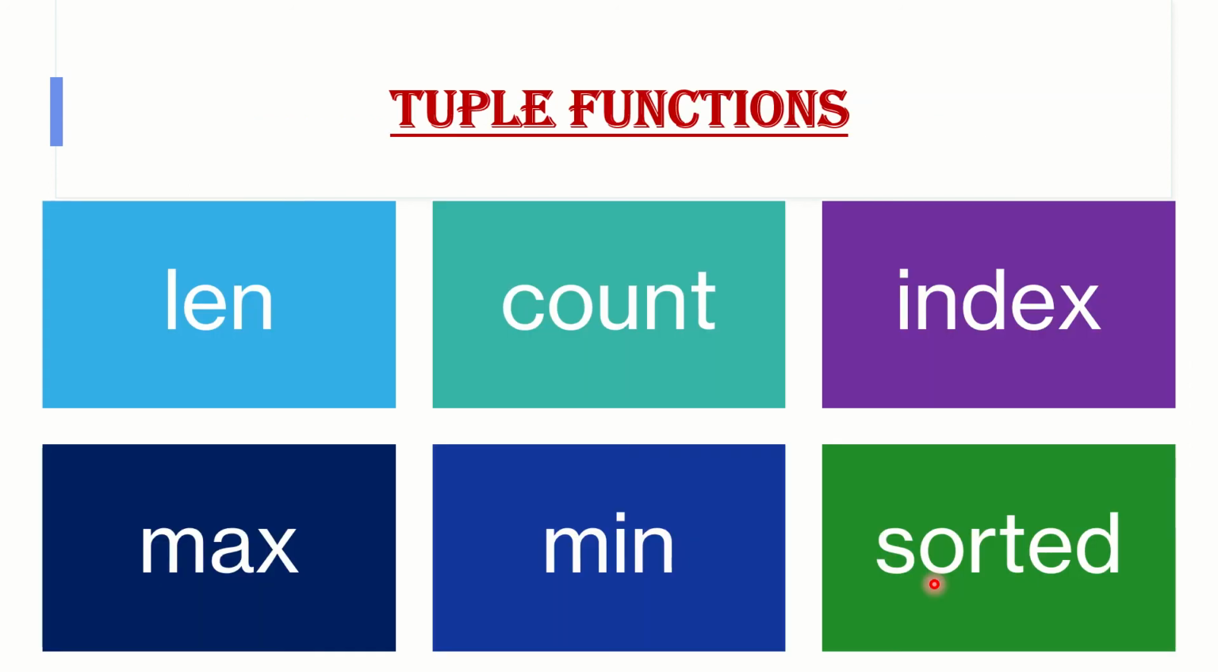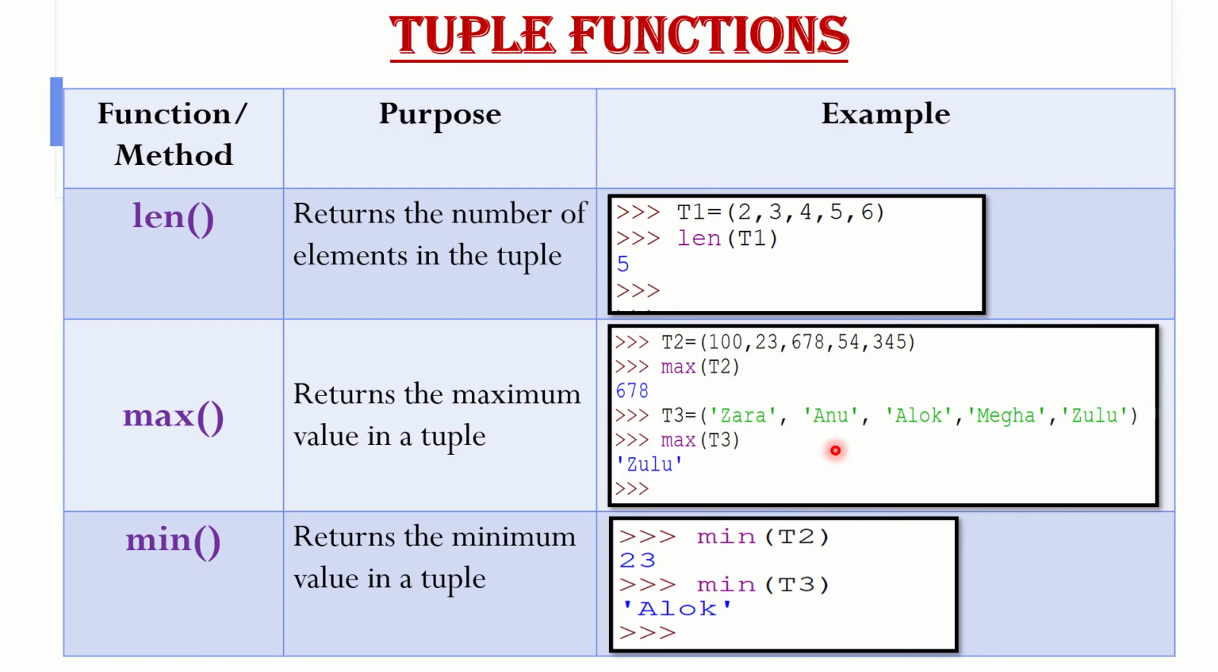We have tuple functions which work the same way as they do in a list. So let's see how each of them work. So the len function returns the number of elements in a tuple. This is very simple to use. Just give the tuple and then give len of t1. So this will give you the number of elements that are present in the tuple.